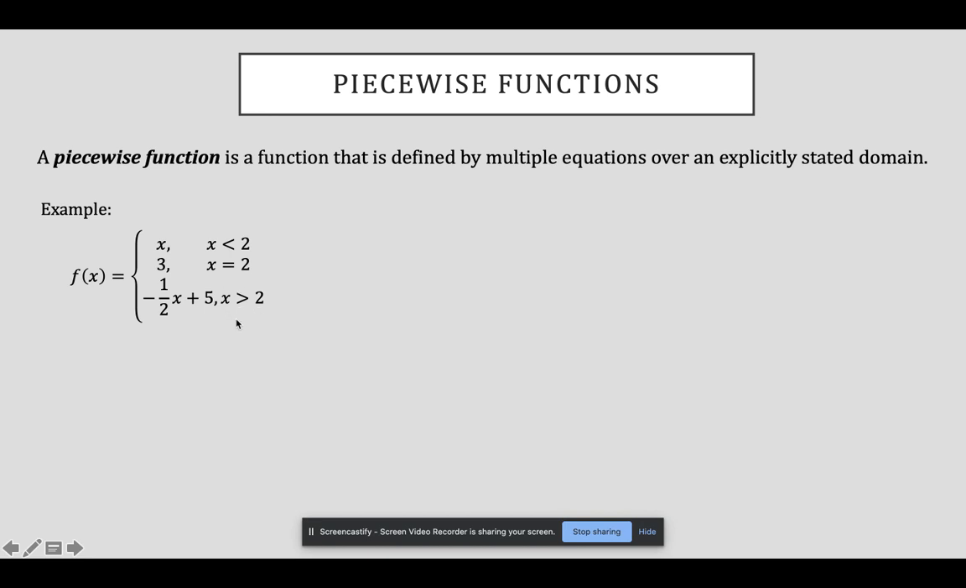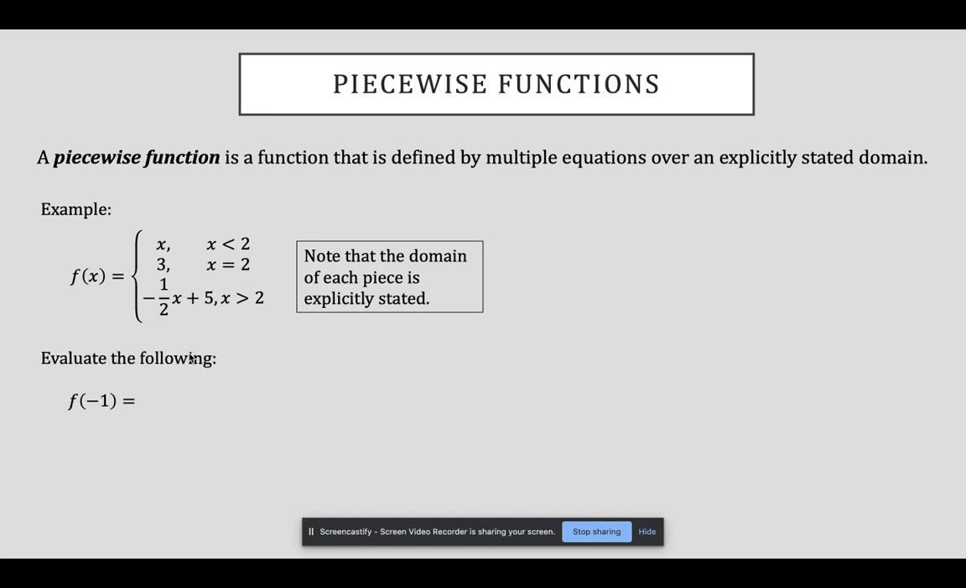For x values that are greater than 2, we want to use this third piece of the equation to give us our function values or our graph. Okay? Note that the domain of each piece is explicitly stated. So, evaluate the following. f of negative 1. Well, this means that we need to plug in negative 1 for x. Where are we going to plug in negative 1? Well, let's take a look. Because negative 1 is less than 2, that means we want to use the first piece of our piecewise function. Notice that plugging in negative 1 simply gives us negative 1.